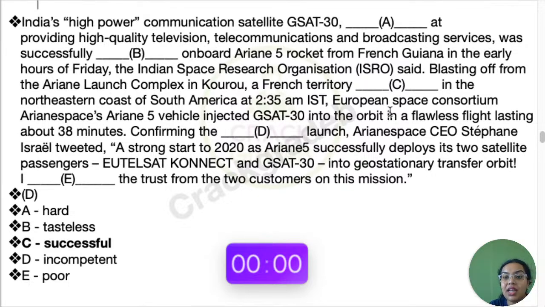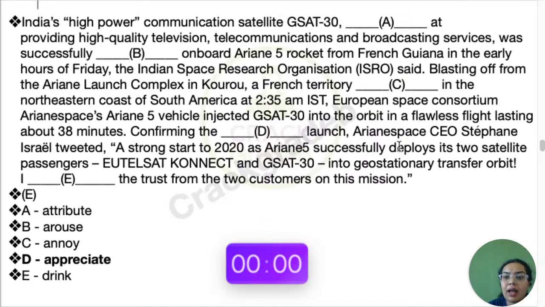Then coming to D, this GSAT 30 injected GSAT 30 into the orbit in a flawless flight lasting about so many minutes, confirming the successful launch. So you can see ISRO tweeted that a strong start is there. We have seen a strong start, so it is, of course, going to be successful. It cannot be poor. We want something positive. Incompetent is unable to compete because of lacking skills or whatever is required.